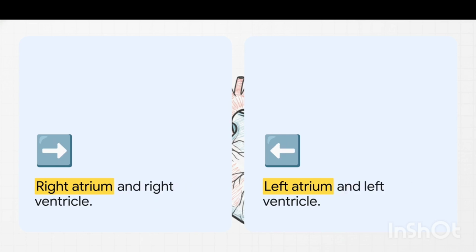Now, we don't just split the heart top and bottom. We also split it straight down the middle into a really distinct right side and left side. So on the right, you have your right atrium sitting right on top of your right ventricle. And over on the left, you've got the left atrium sitting directly above the left ventricle. And there it is. That's your complete 4-room layout.